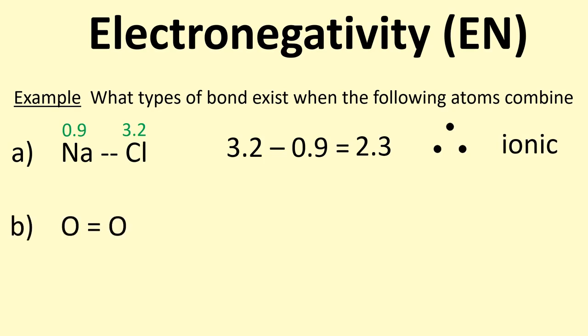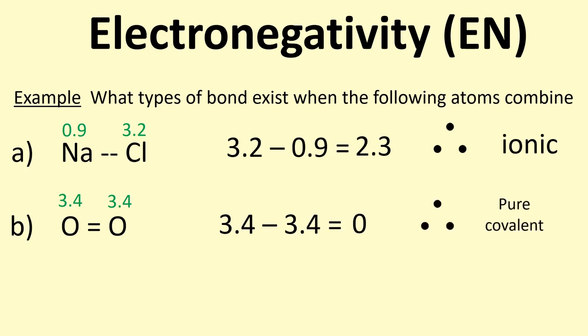B, oxygen gas, O2. We've got a double bond there. Look up oxygen's electronegativity. It's 3.4 and 3.4. Well, if they're the same number, when we subtract, it must be 0. And that must mean that we have a pure covalent bond. I would probably just label that as a covalent bond moving forward. Again, nothing special about that one.